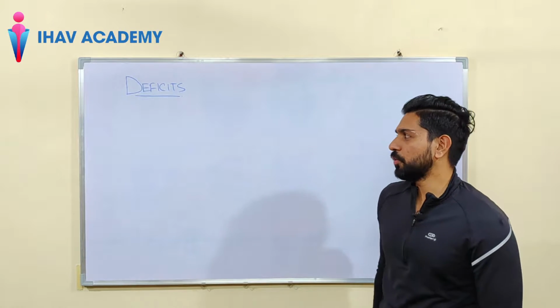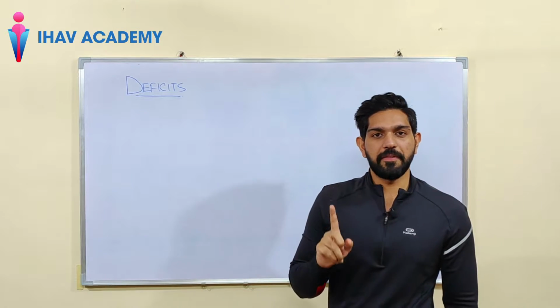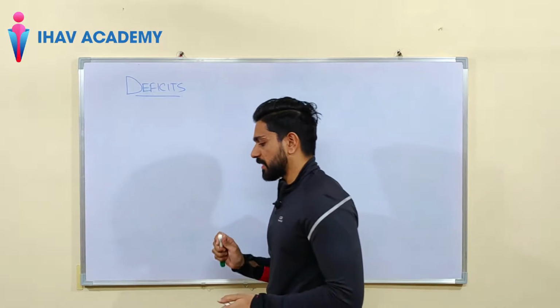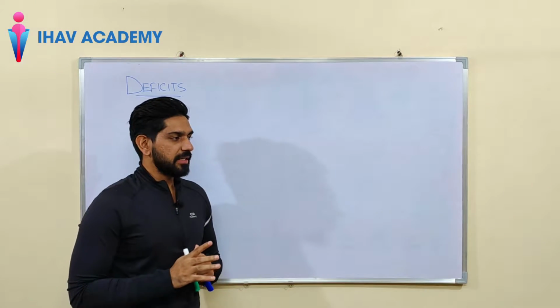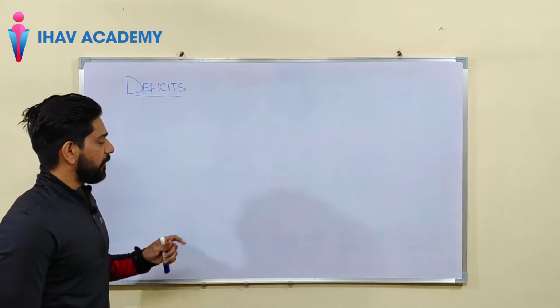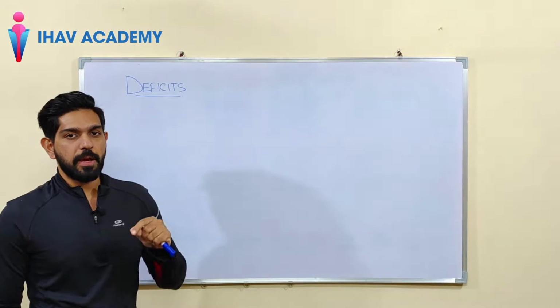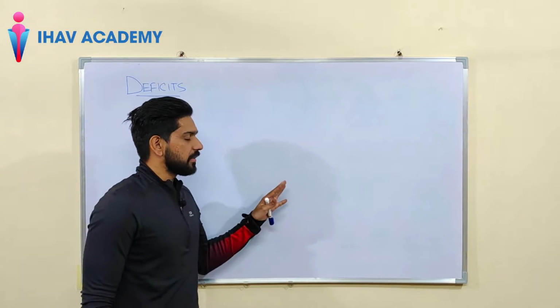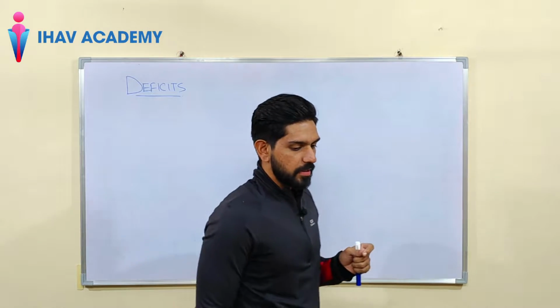So without any further ado, let's start today's topic. We will be studying deficits today. In the previous class, I told you all the information about the budget as well as the passage of the budget in the parliament. I told you there are two sides: the expenditure side, which will be the appropriation bill, and second is the revenue side, which will be the finance bill.